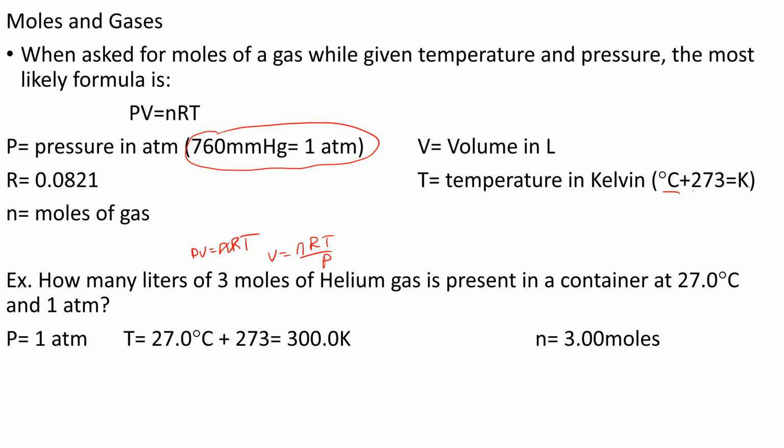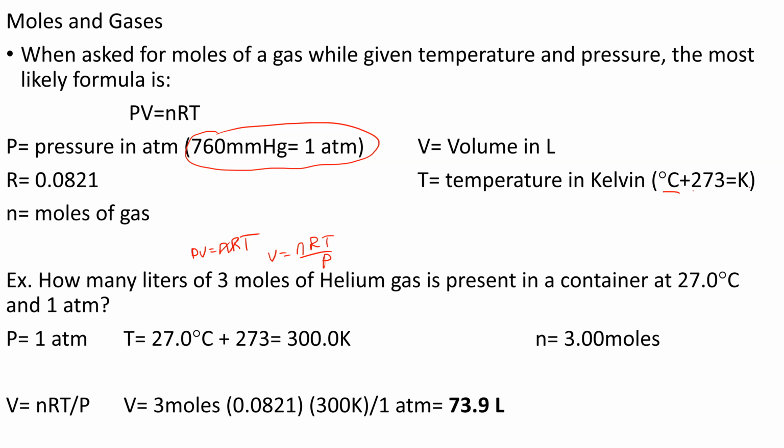So here's my pressure, there's my temperature, and those are the calculations. Plugging in 3 moles times 0.0821 times 300 divided by my pressure gives my volume, which is 73.8 liters. So that's my answer. That's how you do it.